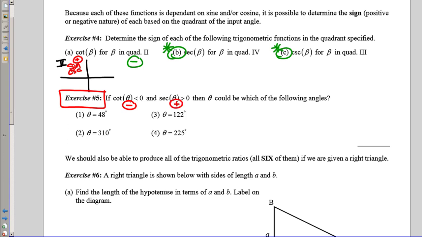So you're thinking about, okay, which quadrant does that happen? A lot of times I will suggest that you draw your quadrants and think about, okay, cotangent is negative in which quadrants? And then secant is positive in which quadrants, and then find the overlap, and that'll give you the angle in one of those quadrants.